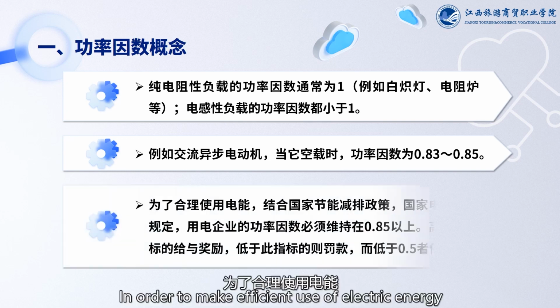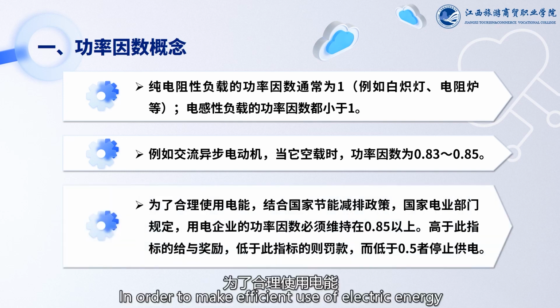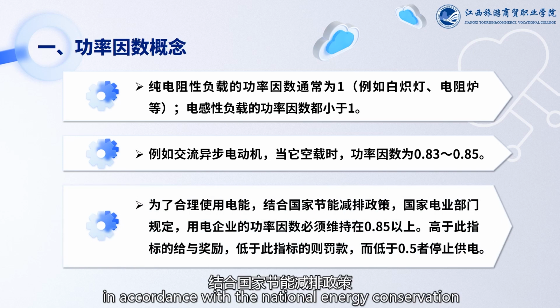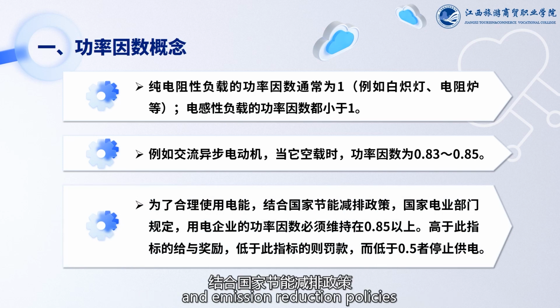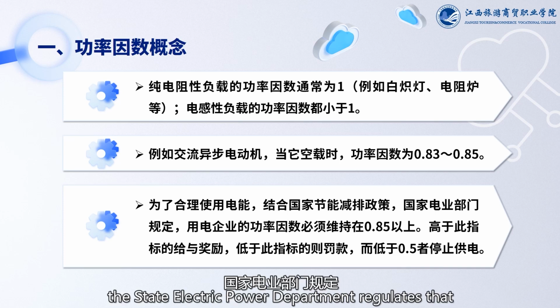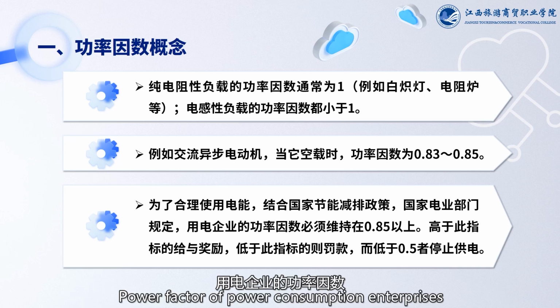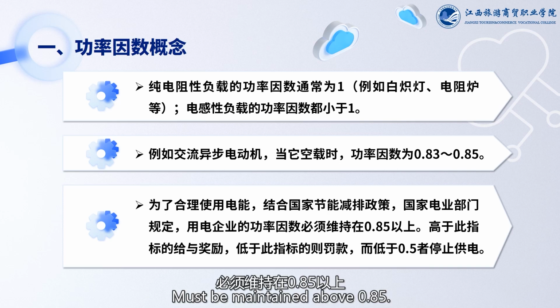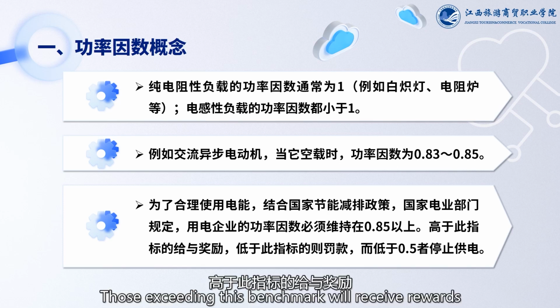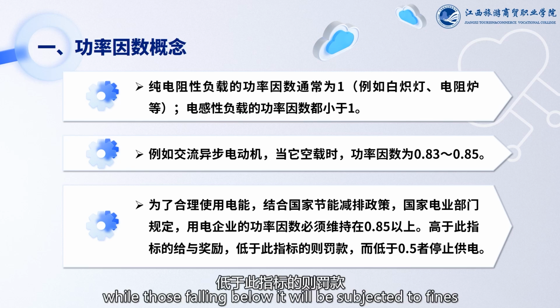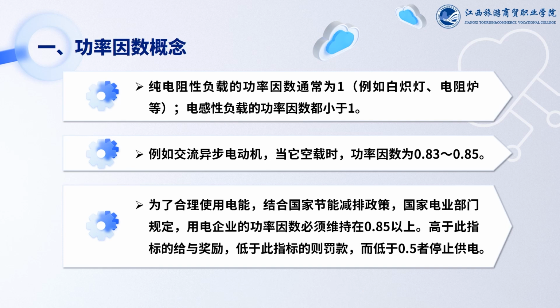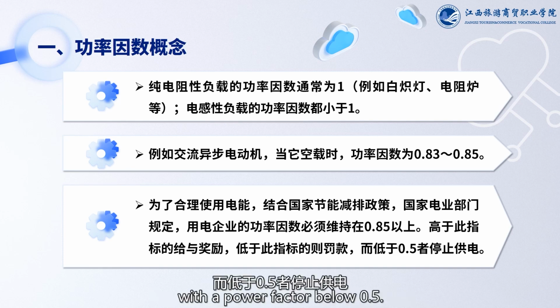In order to make efficient use of electric energy in accordance with the National Energy Conservation and Emission Reduction policies, the State Electric Power Department regulates that the power factor of power consumption enterprises must be maintained above 0.85. Those exceeding this benchmark will receive rewards, while those falling below it will be subject to fines. Power supply will be stopped for those with a power factor below 0.5.